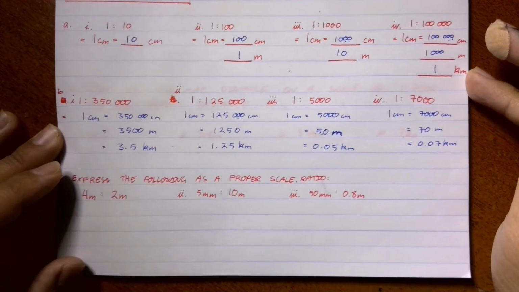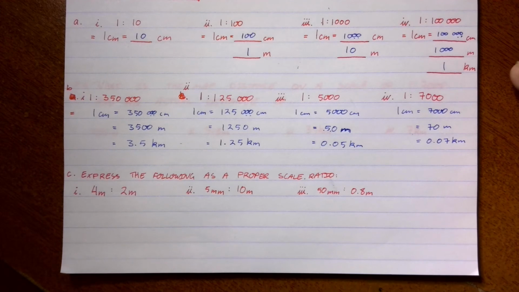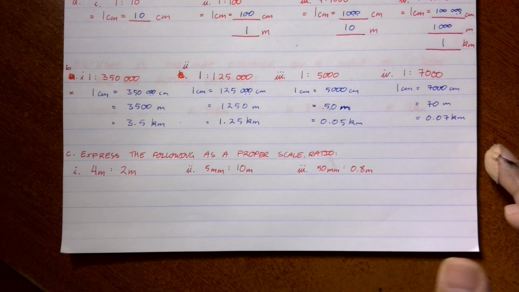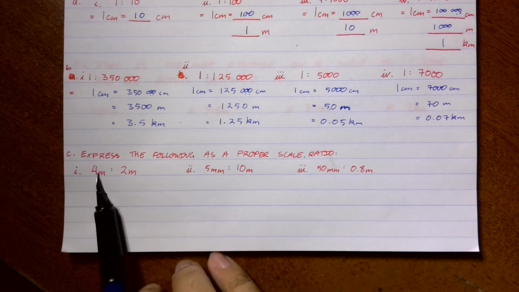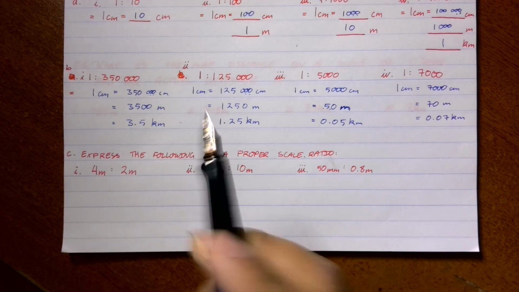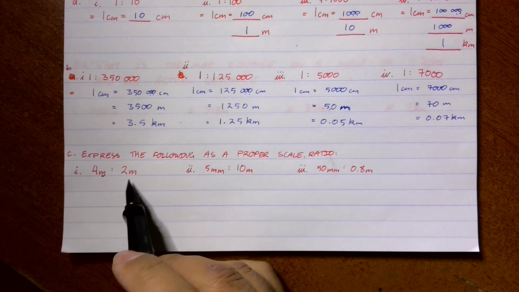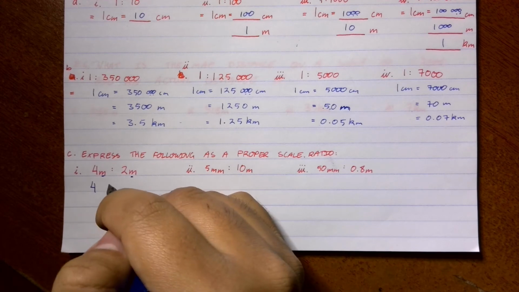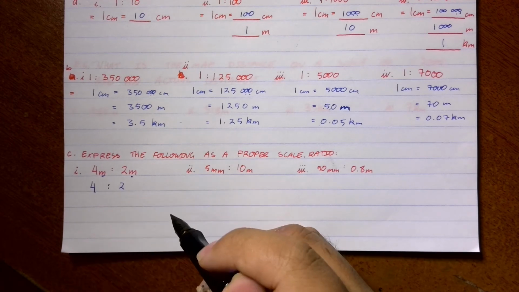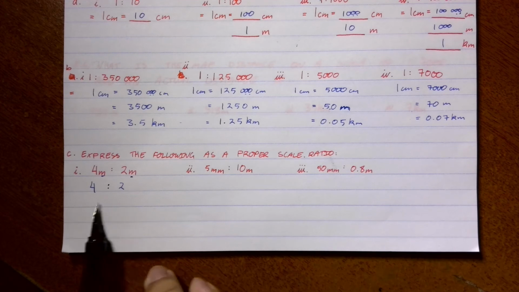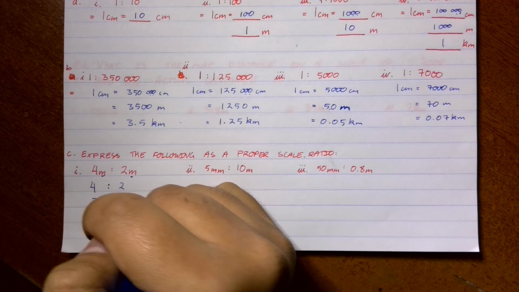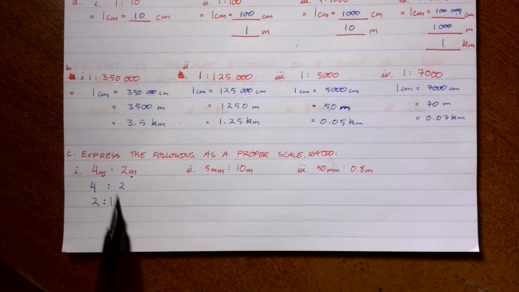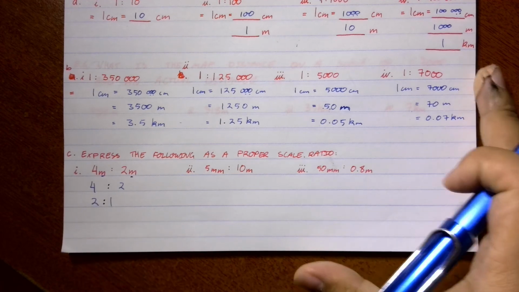But like with any ratio, they have to be expressed properly, meaning they have to be in their simplest form. Take a look here. 4 meters is to 2 meters. Well, because they have units of measurement and they're the same, we can actually ignore those. So it's just 4 is to 2. But as you can probably see, we can divide both of these by 2. 2 is to 1. So this last one is a proper ratio scale.